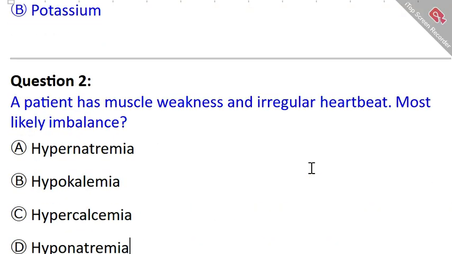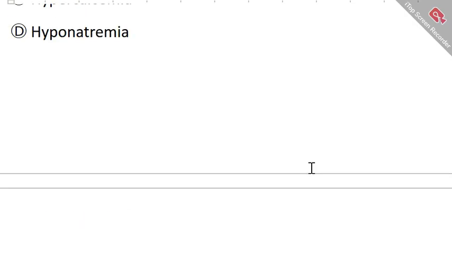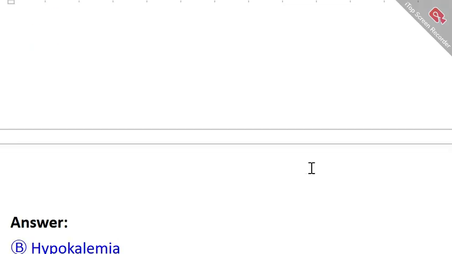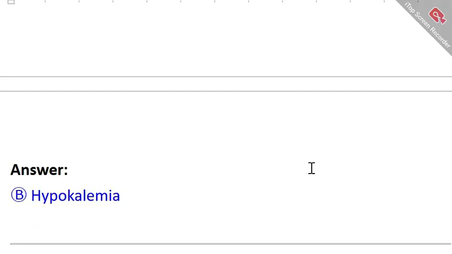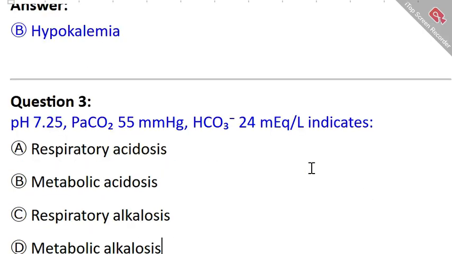Question number 2. The patient has weakness and irregular heartbeat, most likely imbalance of which electrolyte? Read the options, and then I will share the correct answer with you. In this scenario, the correct answer is option B, hypokalemia. Let's move to question number 3.